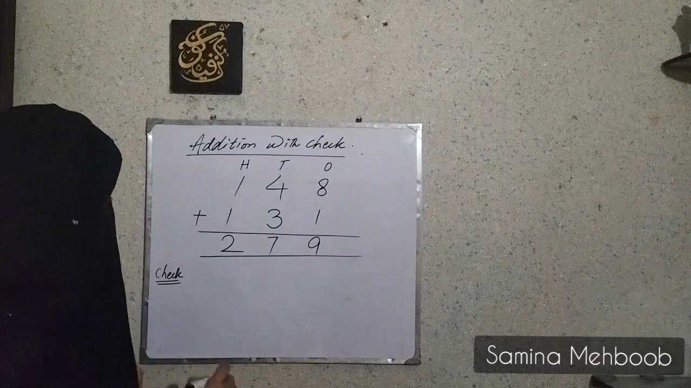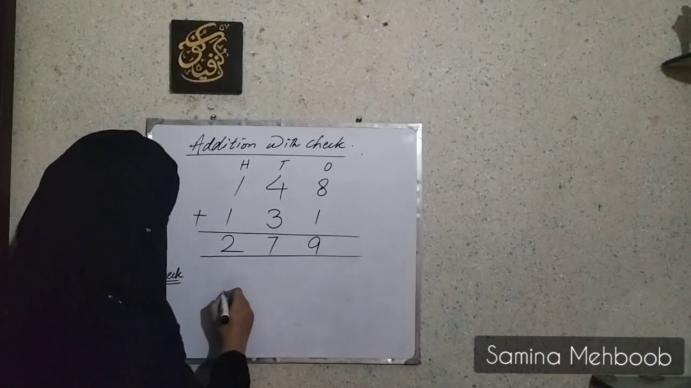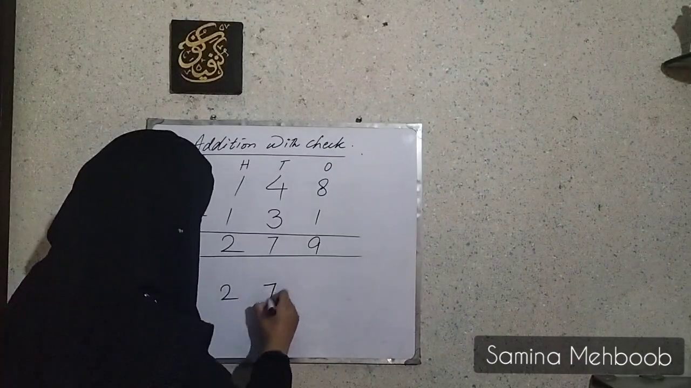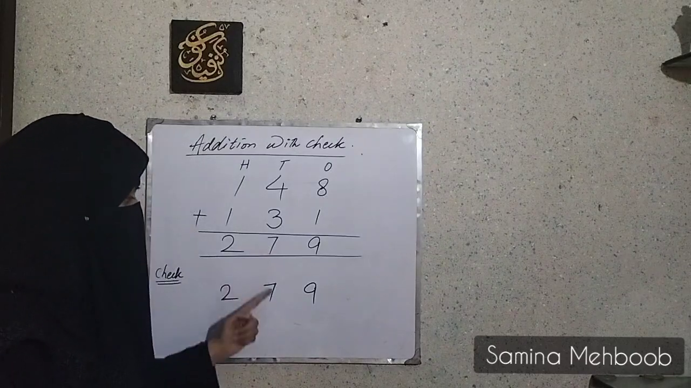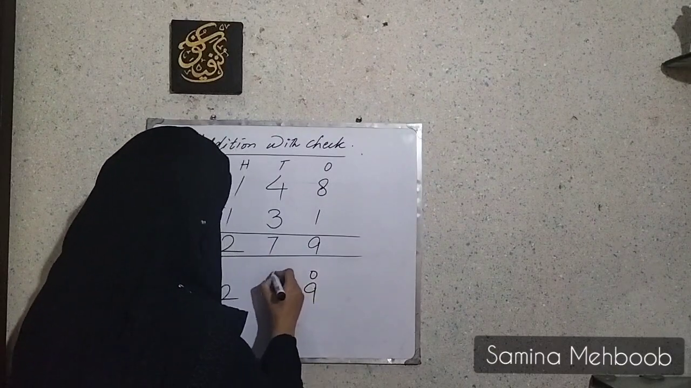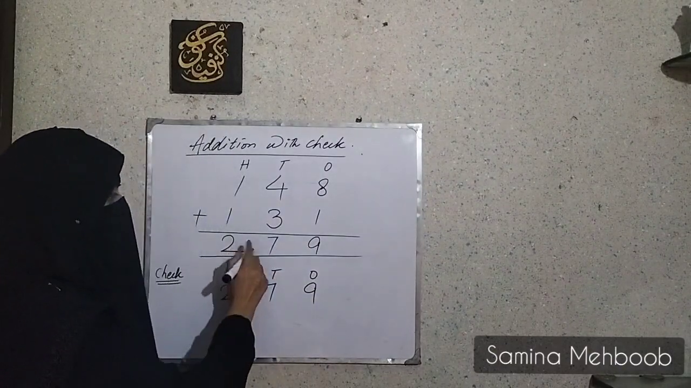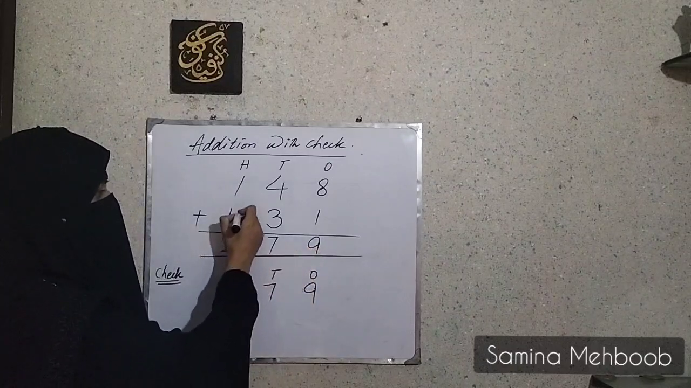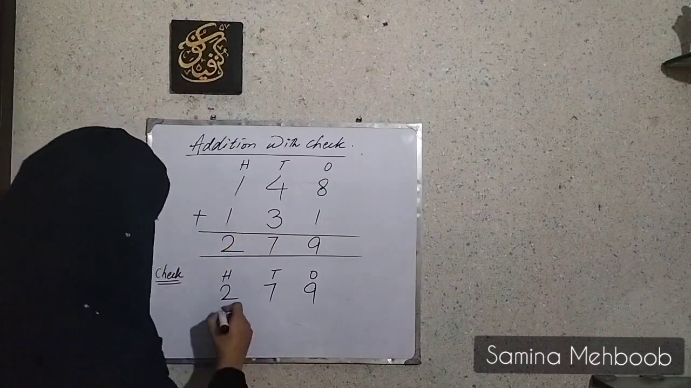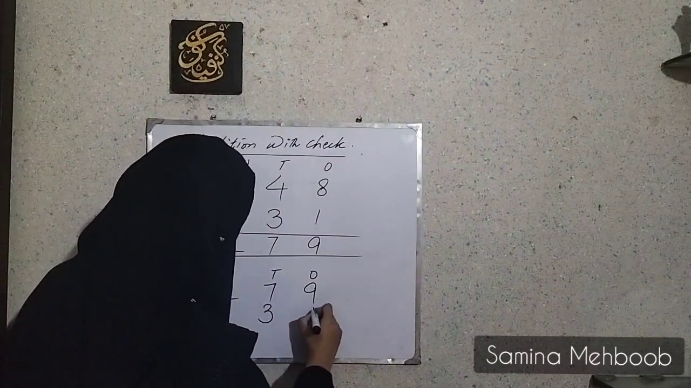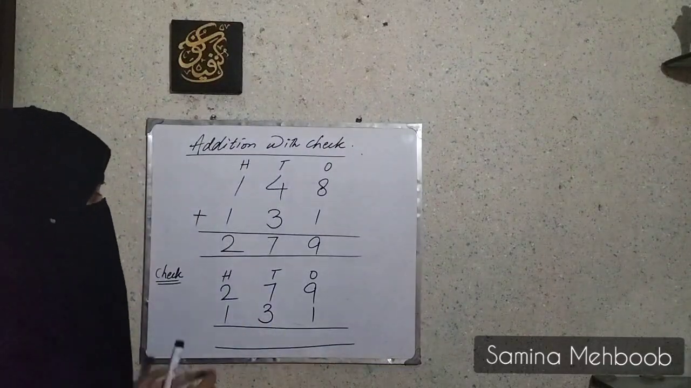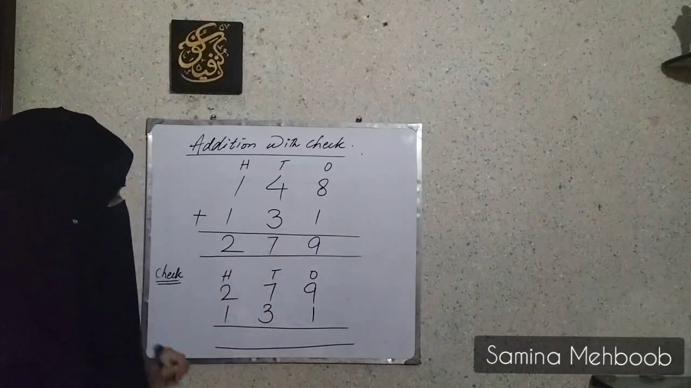279. Look what we are going to do and what I am going to write here. I am going to write here the answer, and the answer is 279. Okay, 279 I have written, and similarly I have written the place values. Write the place values as well. Okay, and after the answer, what is the second number in question? The second number is 131. Okay.